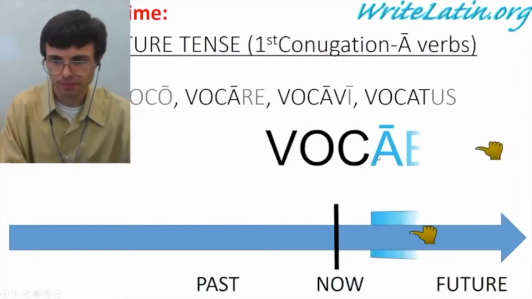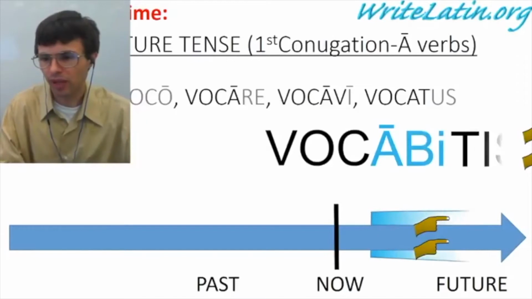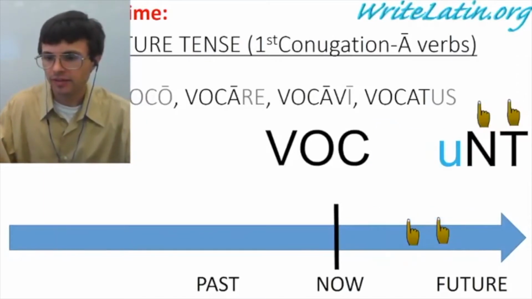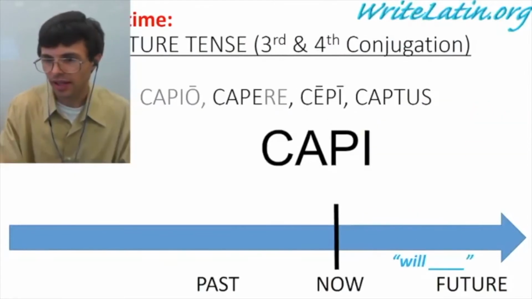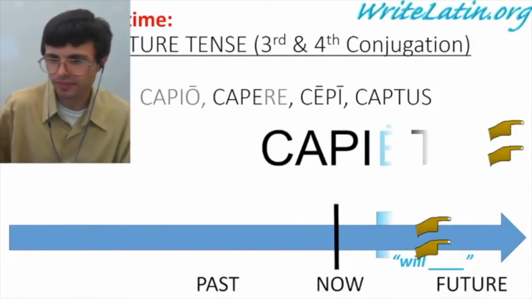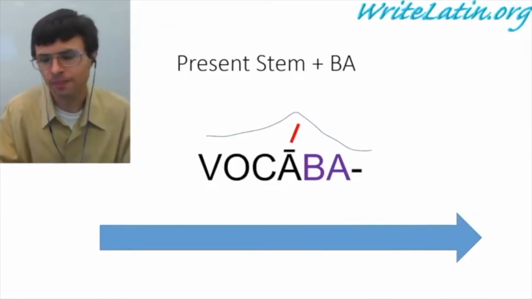Yeah, now of course the ABI is greatly extended out, so you should be pretty good at recognizing that. It's only the 3rd and 4th conjugation, like here, where it's going to be a little hard. That'll be a little harder to recognize. All right, so how do you express the future tense?